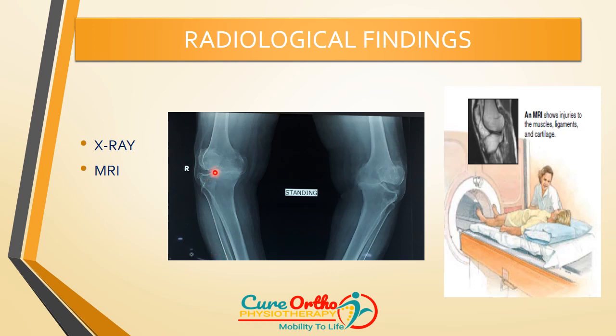Alright, so you can see the bow legs here, and you can also see the severe advanced arthritic knee on both sides, right? MRI is prescribed by the orthopedician only. MRI shows injuries to the muscles, ligaments and the cartilage.